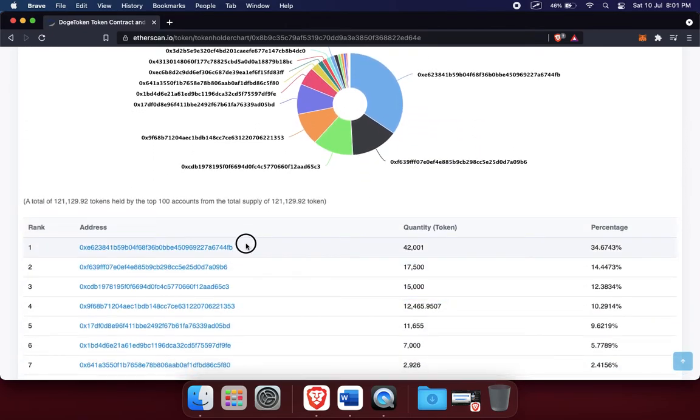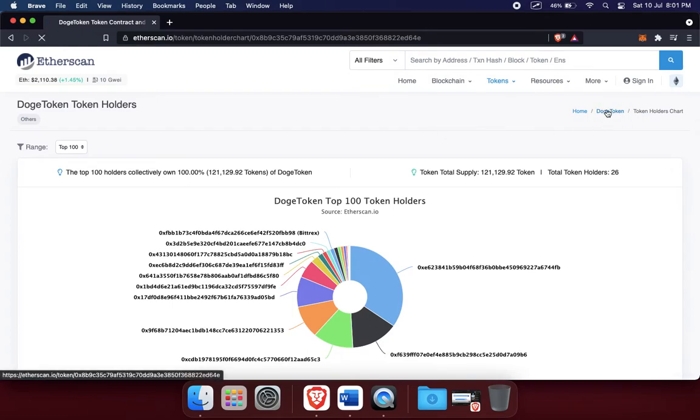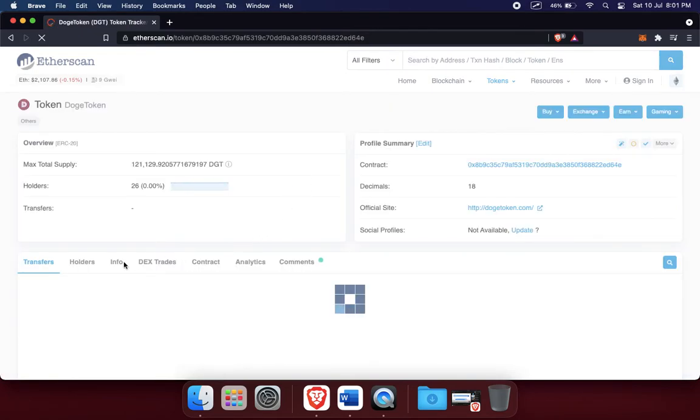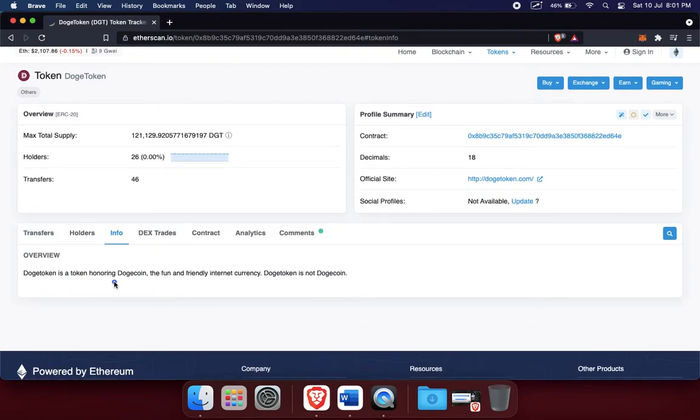I'm going to copy this so that we can look at it later on the analytics side. Okay. So let's go back and look at the info. What does it say? Doge token is honoring Dogecoin, the fun and friendly internet currency. Doge token is not Dogecoin. Okay, yeah. Well, that's really not much to go by.